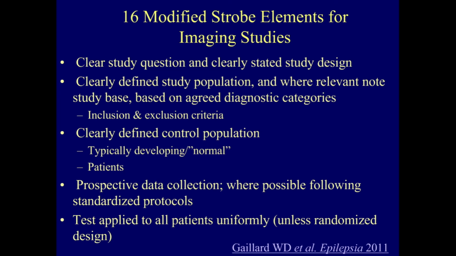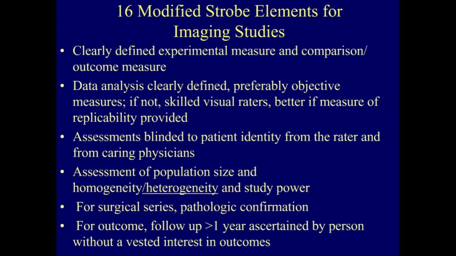I should add that these elements should be central for any grant or any paper or any study that one plans. One needs to have a clearly defined control population, whether this is a typically developing normal population, another normal population, or a patient population. It is always better, whenever possible, to have a prospective data collection following standardized protocols. One can look at retrospective data if you have an objective measure and are blinding people to its interpretation. One needs to test all patients uniformly unless there is a randomized design, which is rarely present in imaging studies.